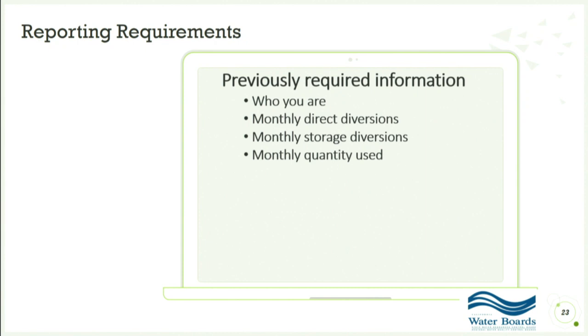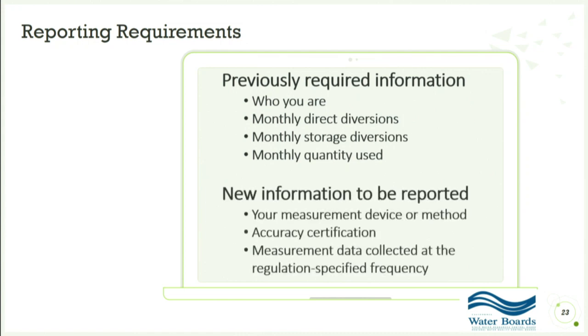So previously, you were required to identify who you were in the reports, your monthly direct diversions, your monthly storage diversions, and your monthly quantity used. The new information is what your measurement device or method is, your accuracy certification, and most importantly, the measurement data collected at the regulation specified frequencies.